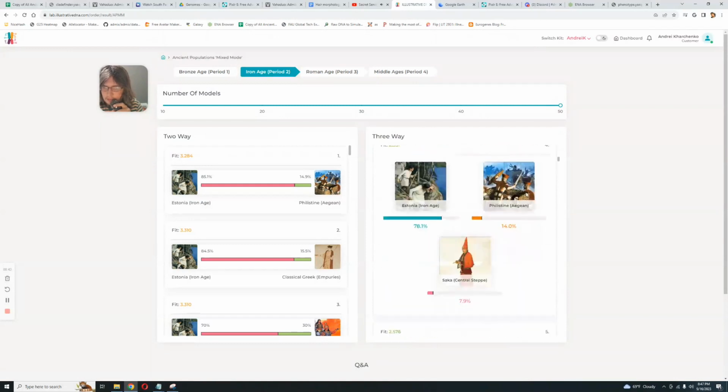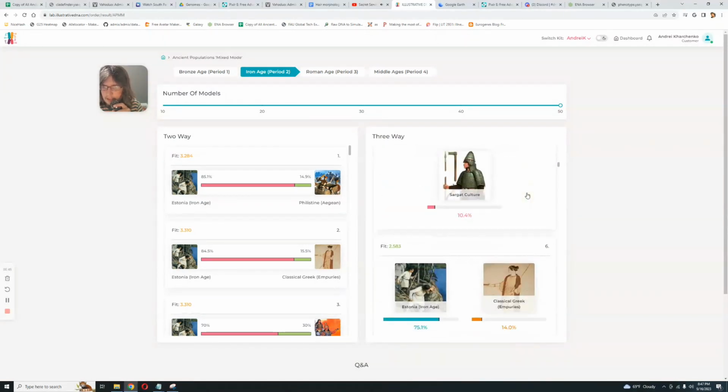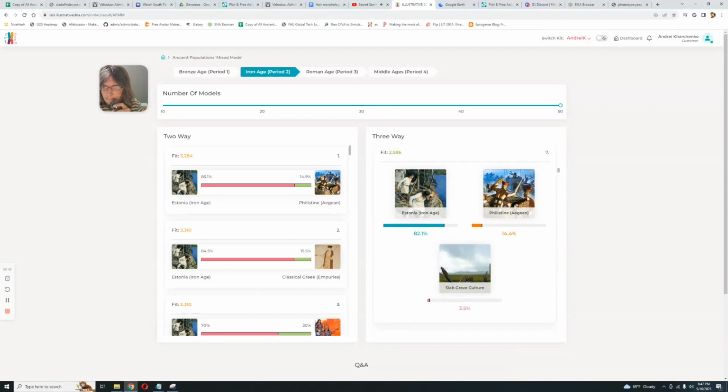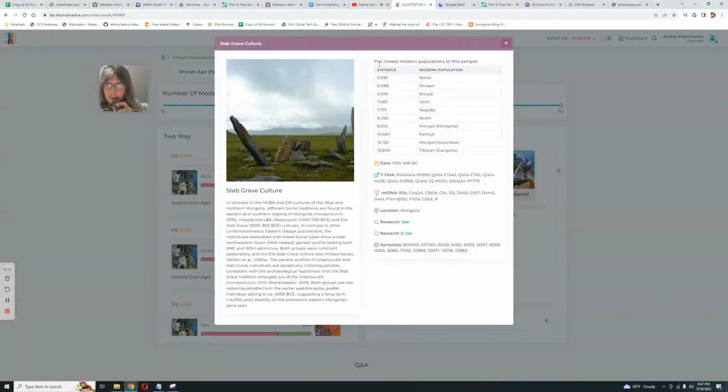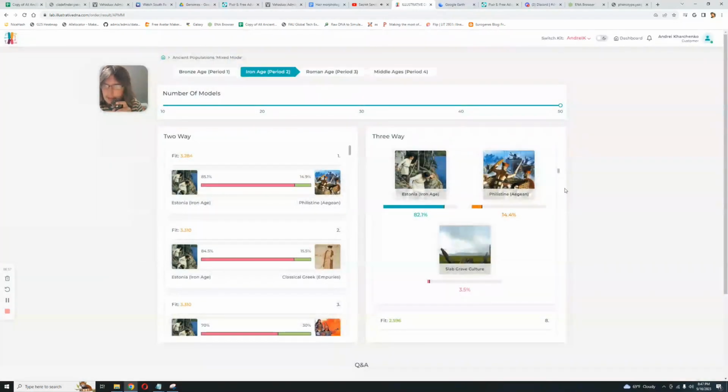This is kind of what it all looks like. Slab grave culture, that's interesting. That's East Eurasian. That's very similar to Mongols. It's kind of a proto-Mongol ancestry, and I have a little bit of it here.